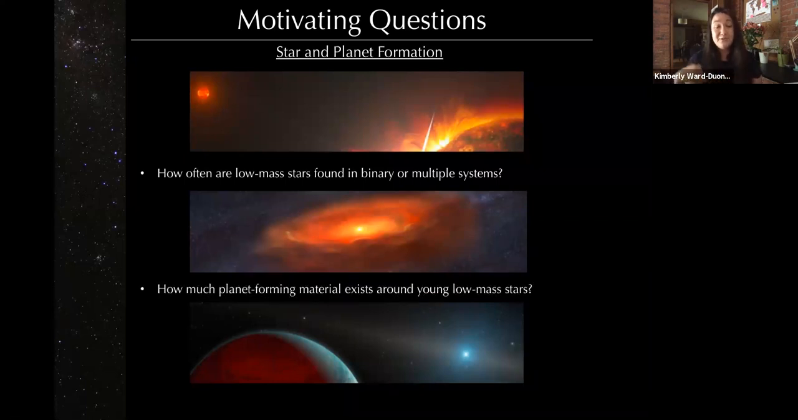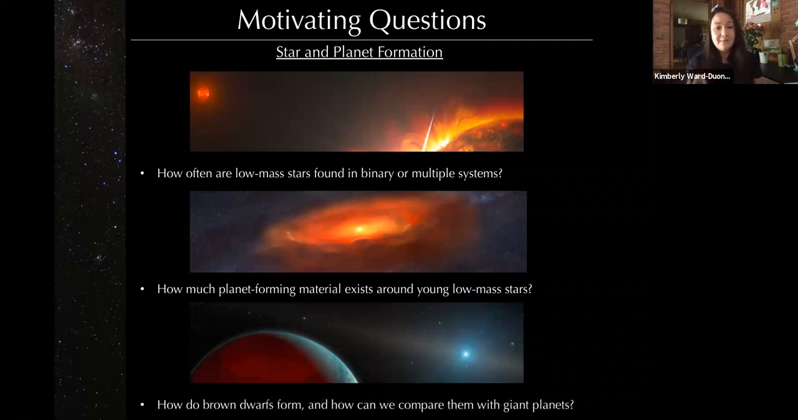I'm then going to talk about much younger, more distant systems and try to understand how much planet-forming material exists around the youngest, lowest mass stars and brown dwarfs. And then I'm going to close out the talk by talking about just one single brown dwarf and how it can be a useful laboratory for understanding exoplanet atmospheres.